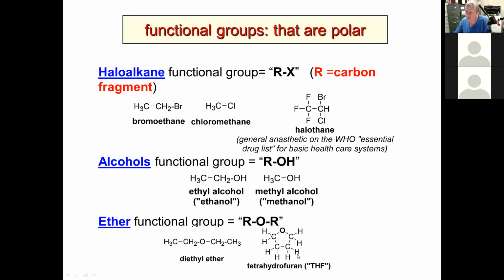Tetrahydrofuran, or THF, is weird. It's a 5-member ring molecule, but it's got an oxygen in it. It's called THF for reasons I'll get to later. But THF is another very popular ether that's used in organic chemistry like crazy.